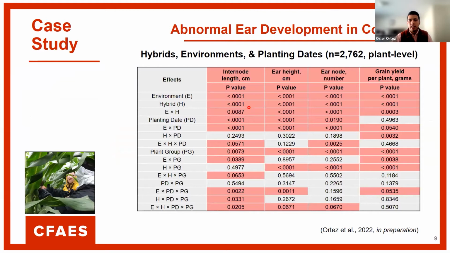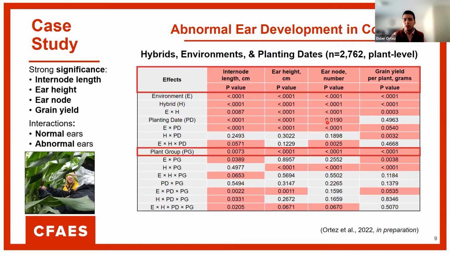This is one of our first projects. We were looking at multiple commercial hybrids. We were conducting experiments in different environments, locations and years, with different planting dates as one of the main management practices. Close to 3,000 plants were individually evaluated for this work at the plant level. Don't worry about the details on this table, but red cells indicate that there was a statistical significance. The measurements that we were working on included internode length, ear height or ear placement, ear node, and grain yield per plant.